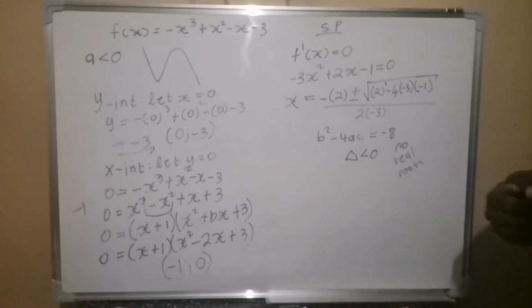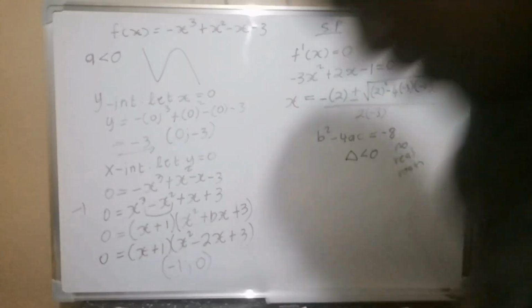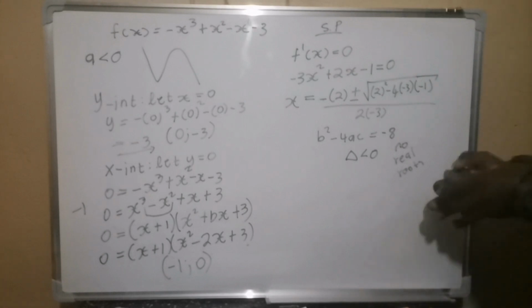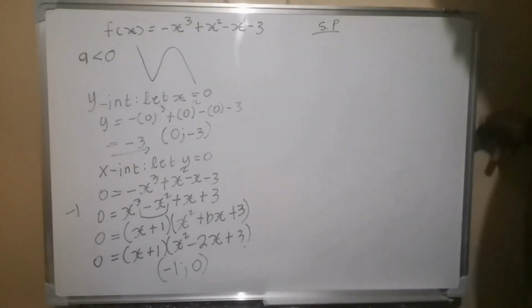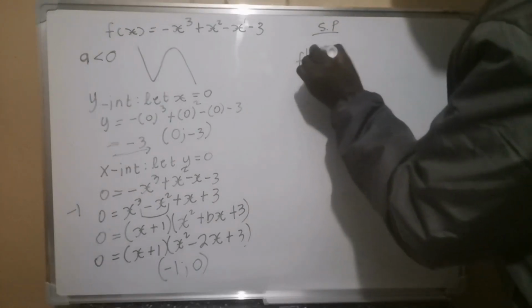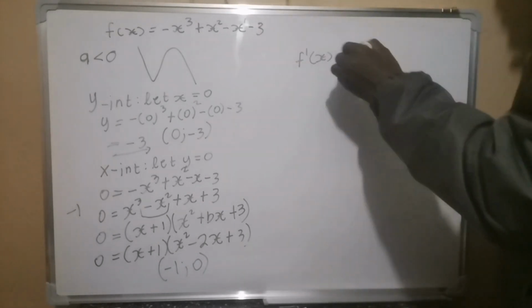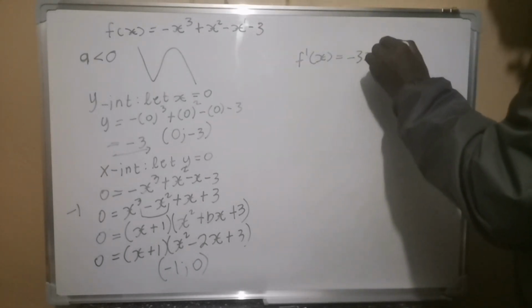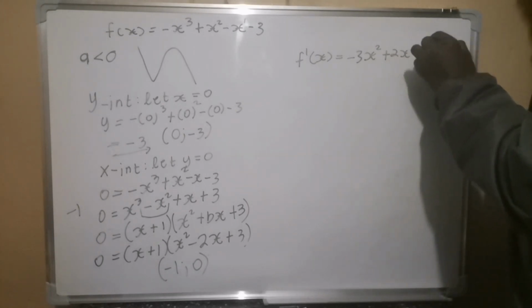But yeah, I think there's no turning point, but we'll see from the time we draw the graph. So there are no stationary points. We move on, but it's very important for you to write this. You guys, I removed the first derivative, but I just remember the first derivative: negative 3x squared plus 2x minus 1.